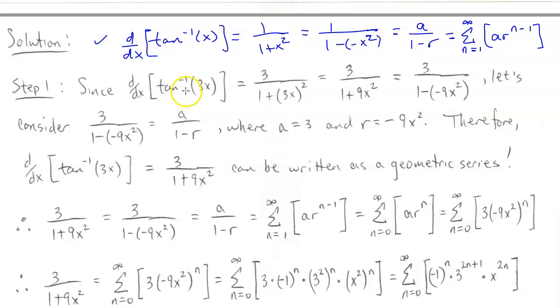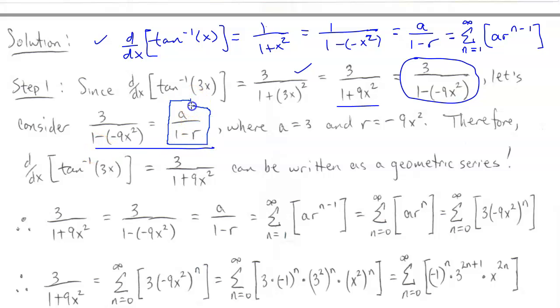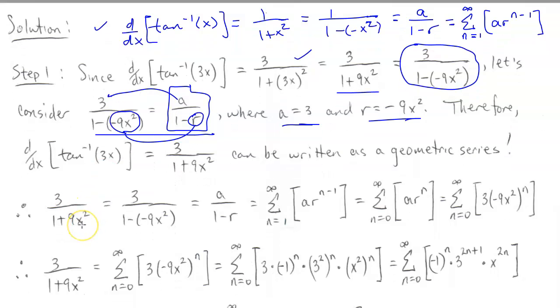So if we take the derivative of tangent inverse of 3x, this is what it ends up looking like whenever we use the chain rule. Of course, we do some simplification here, and we write it this way so that we can prompt ourselves to have it in this form where we could write it as the sum of a geometric series. Once we do that, we see a goes with 3 and r goes with this negative 9x squared. So that's why we have that here. We know that the derivative of tangent inverse of 3x can be written as a geometric series. These next few steps, we just do that.